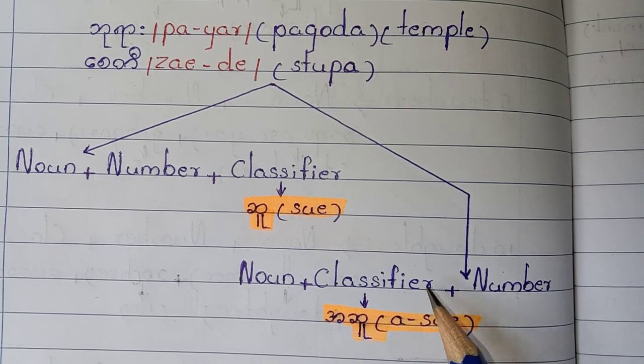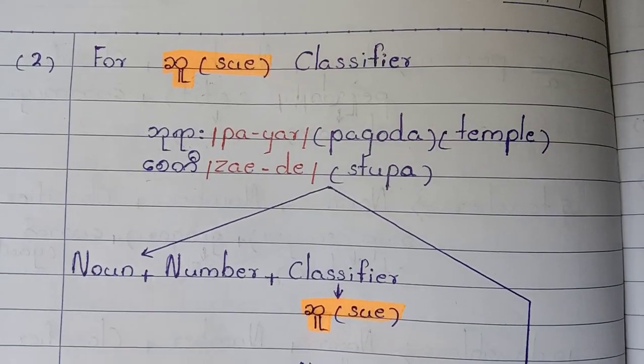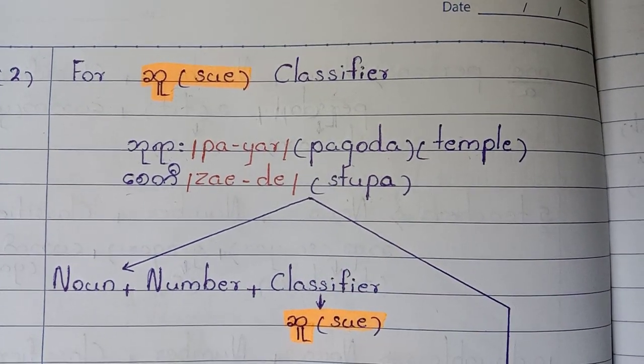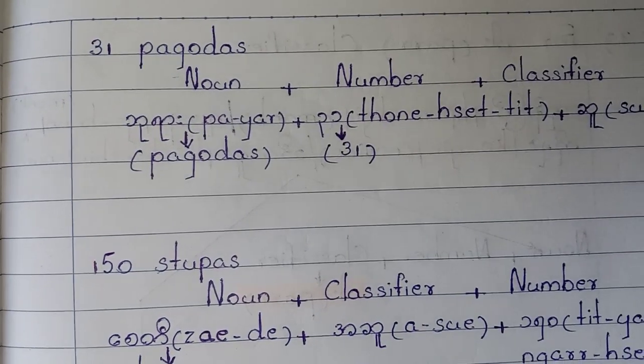The classifier has to be su, because of pagodas, temples, stupas. So, su. Examples.